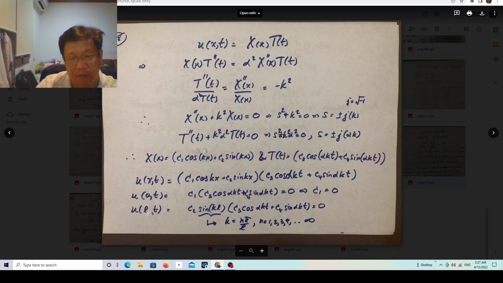Both of them result in a complex conjugate with a zero real part, and with a complex conjugate with zero real part, you easily get this general form of capital X of x and capital T of t, leading to this general solution of u of x, t. So the next step is that for each of them you have two constants, c sub 1, c sub 2, c sub 3, c sub 4.